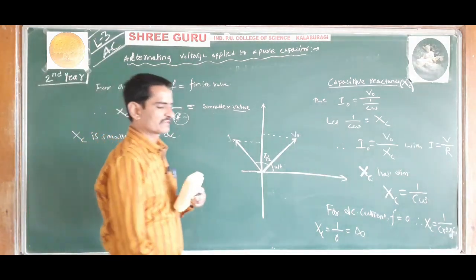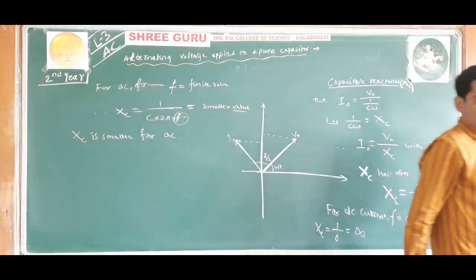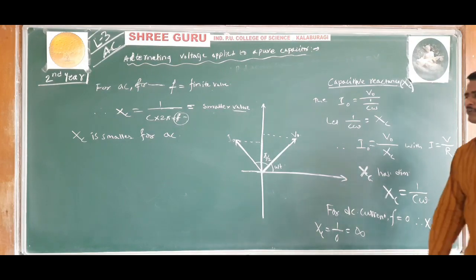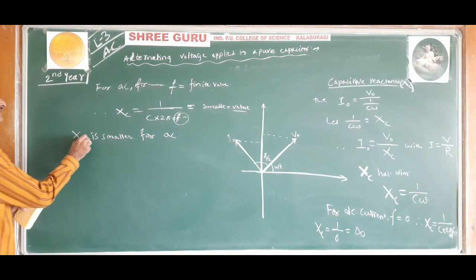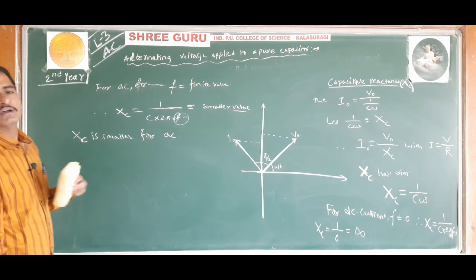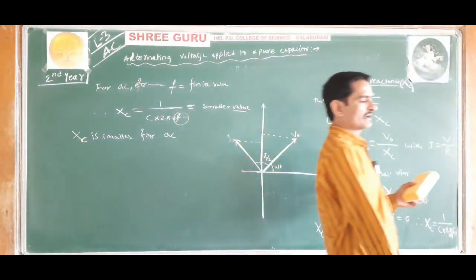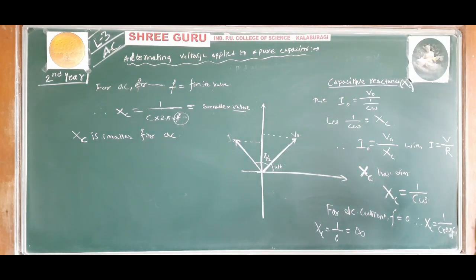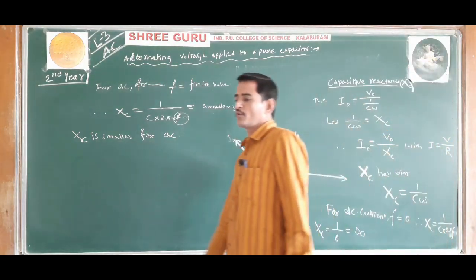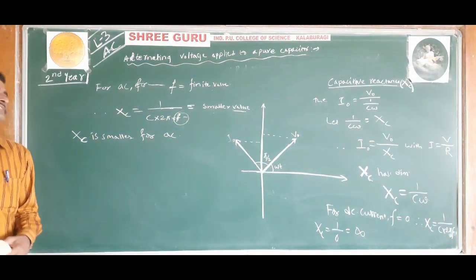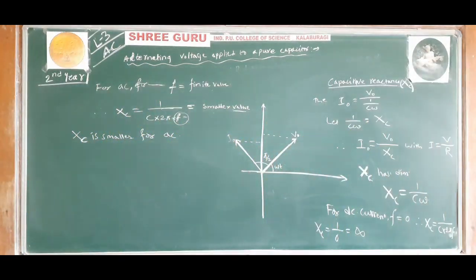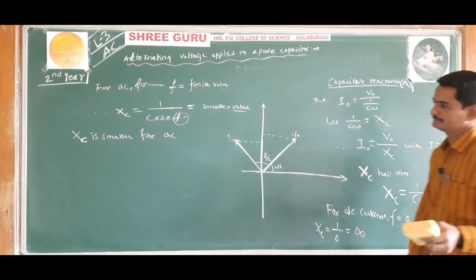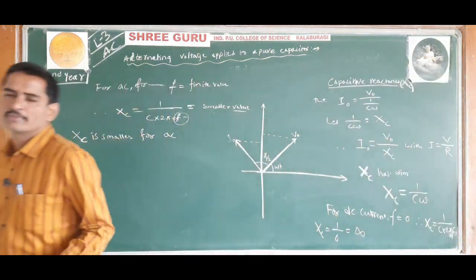For AC, the capacitor offers very little resistance, very little opposition to the flow of alternating current, whereas it gives infinite opposition to the flow of DC current. So the capacitor cuts off the DC current, whereas it allows the AC current to pass through it. Understood? So this is how we can understand.